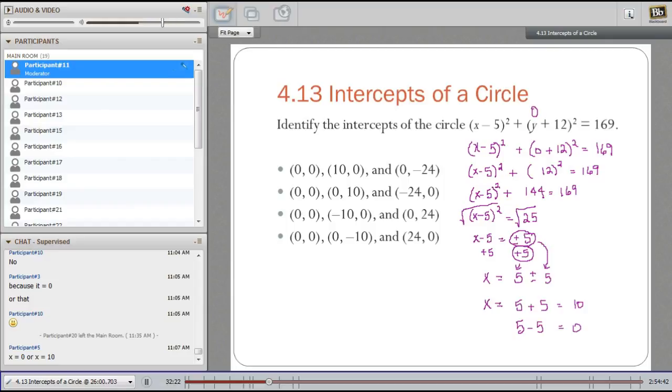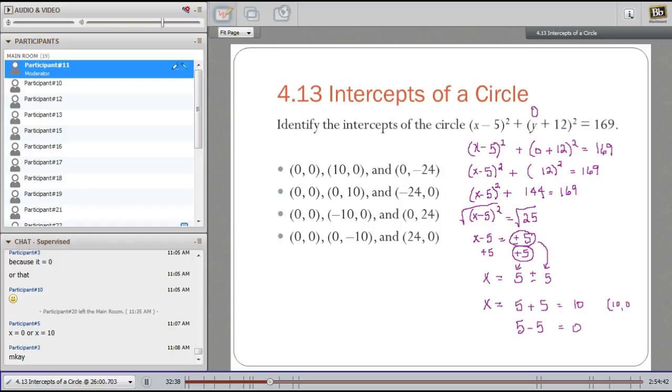Now remember that how we got here was we plugged 0 in here for y. So this is actually giving you 2 points. These are the x values, and then the y values are 0. Okay, so you have the points (10, 0) and (0, 0).